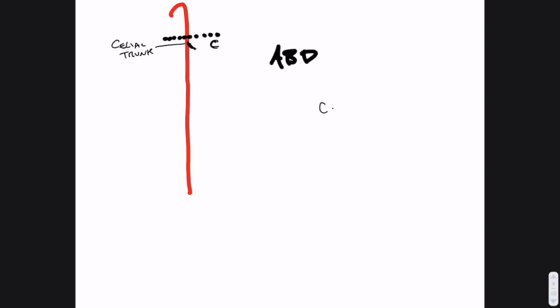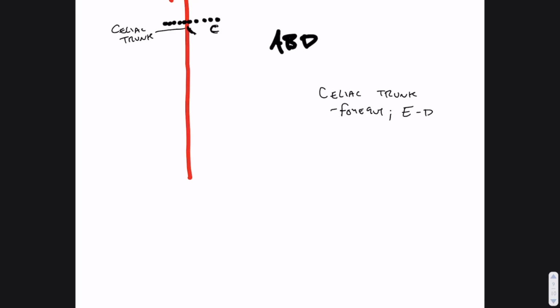And I'm going to make a little key over here. So celiac trunk. The celiac trunk is going to supply blood to our foregut as well as the spleen. The foregut organs are the esophagus to the duodenum. So esophagus, stomach, and duodenum. Those are the major organs we're going to be supplying here, as well as the pancreas and the liver. Those are kind of off-growths of the duodenum. So there's those that we are going to supply.